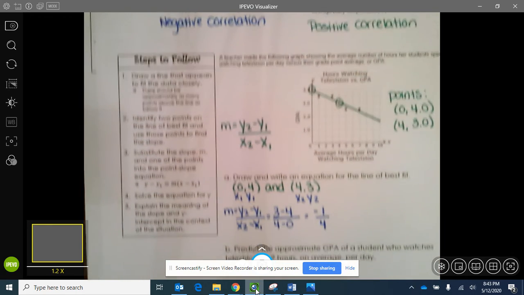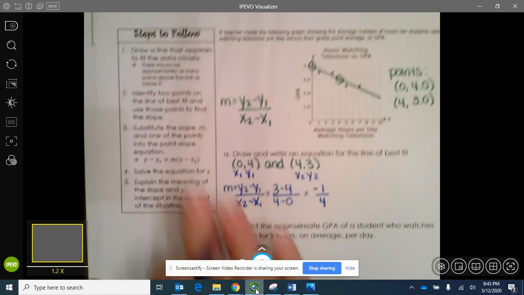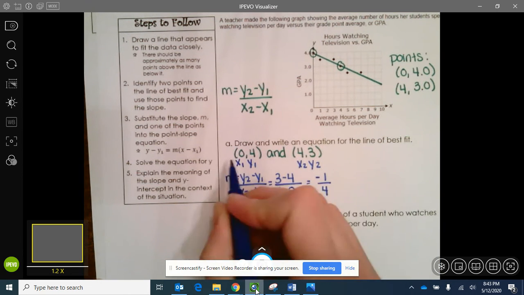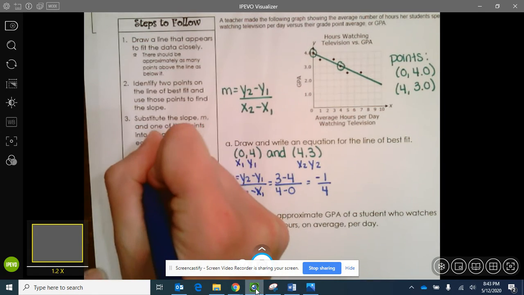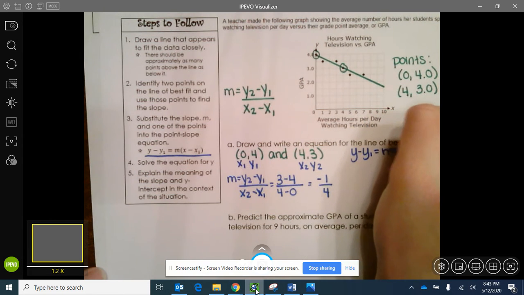So there's my slope. Now, when we're going to write the equation, we now have the slope of the line, but I need to write the actual equation. So what I'm going to do, and your steps are over here, it says substitute the slope and one of the points into point slope form. So here's my slope. I have 2 points to pick from. It does not matter which point you use. You want to pick one of those and substitute into your point slope form. So here's your point slope form.